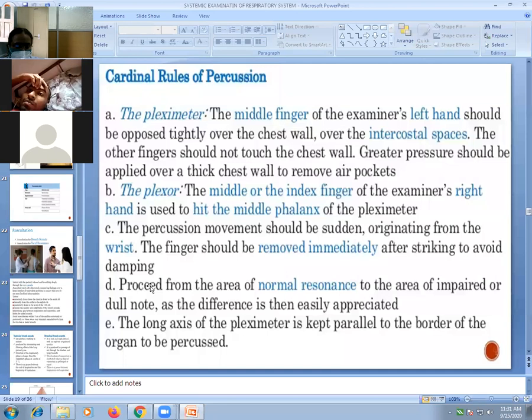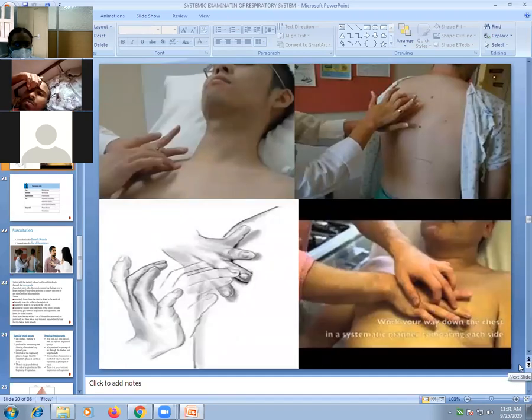The long axis of the fleximeter is kept parallel to the border of the organ to be percussed. These are the cardinal rules of percussion. Now see, this is the method of percussion.